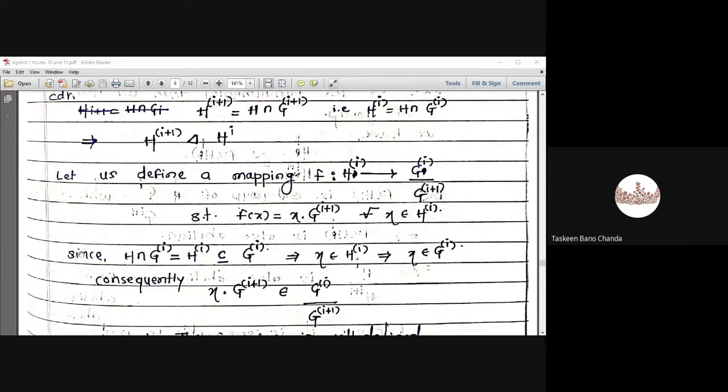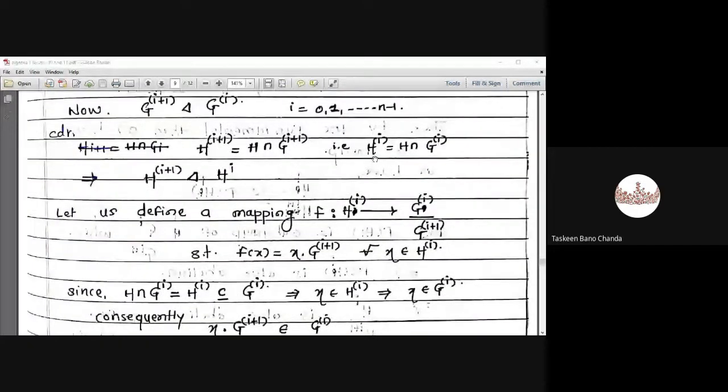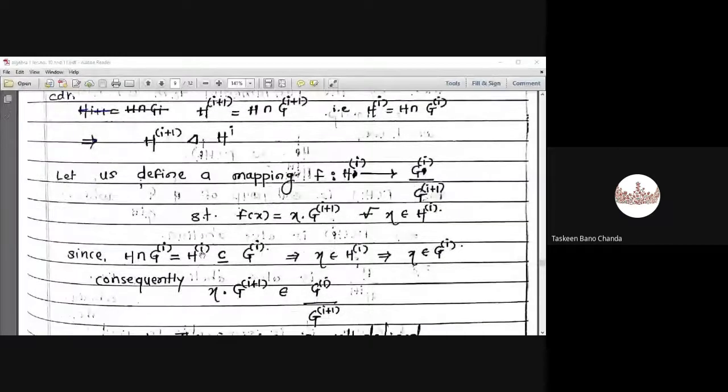होईल. Look at here, since we consider that h intersection g raised to i is equal to h raised to i. Okay, हा छोटा आहे, h intersection g raised to i which is equal to h raised to i, is always contained in g i. सो एखादा एलिमेंट जर x हा एलिमेंट h raised to i मधून आला तर तो कुठून येणार? x belongs to g raised to i. If x belongs to h raised to i, which implies that x belongs to g raised to i.